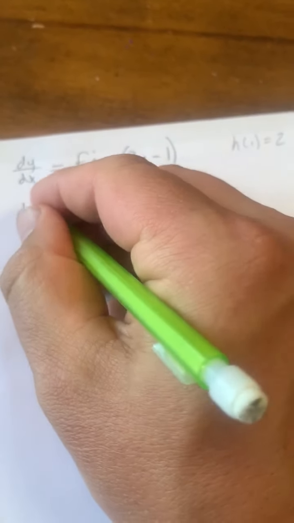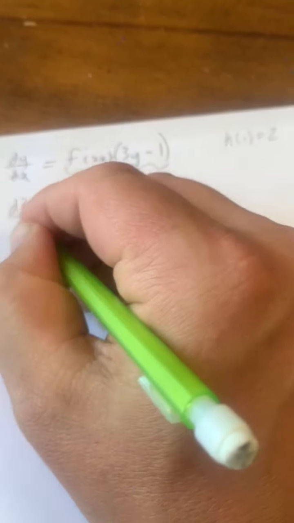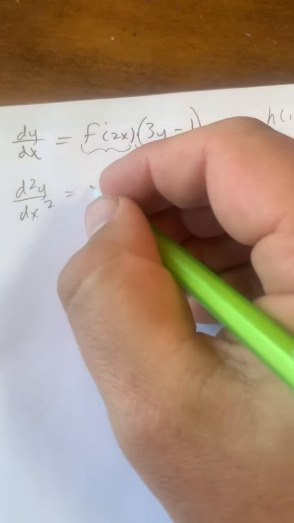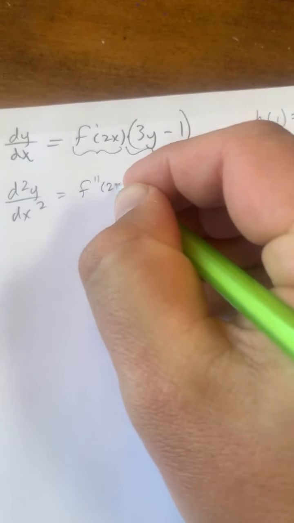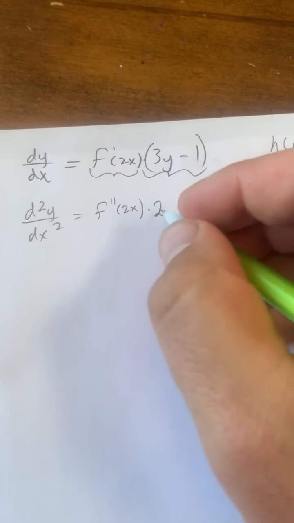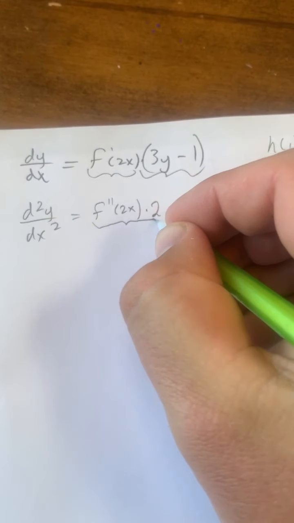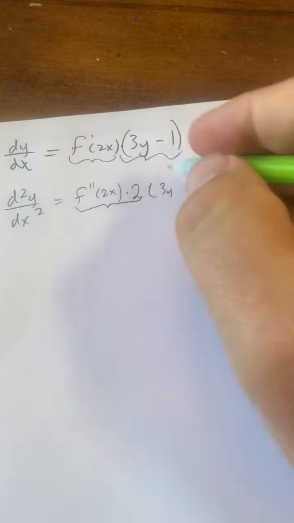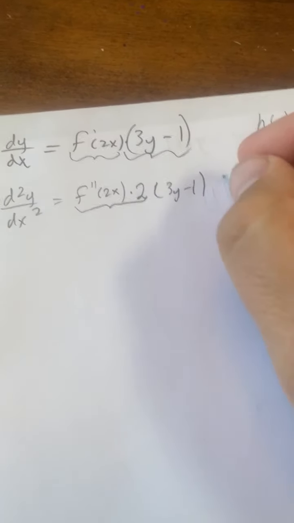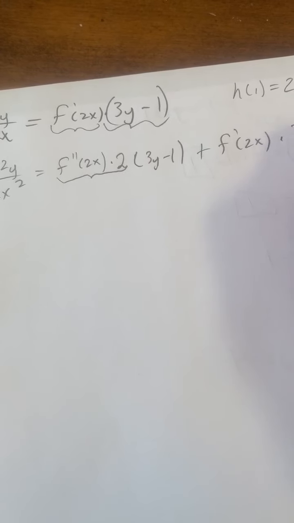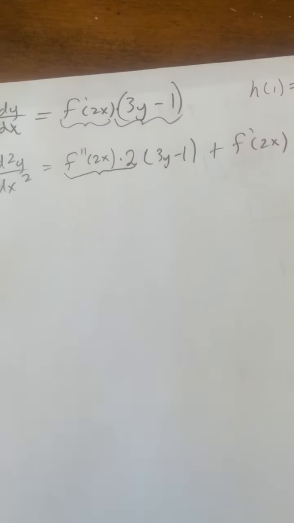So it says, let's find the second derivative and say what that tells us about the concavity. So I'm going to do product rule, so I'm going to take the derivative of this. The derivative of this will be f prime of 2x, f double prime of 2x times the derivative of the inside, which is a 2. So that's derivative of the first times the second, plus the first times the derivative of the second. The derivative of the second is going to be 3 dy/dx.